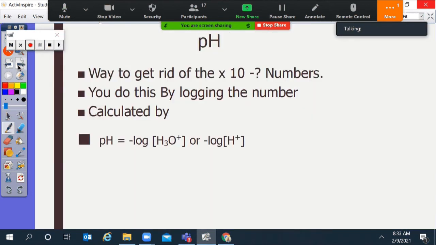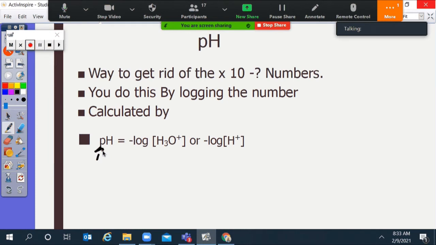Okay, now let's talk about pH. We've been using those exponents, 10 to the negative blah, blah, blah. And we want to have a way to get rid of those numbers. And how do we do this? By logging it. So we can actually get something called pH as the negative log of the hydronium concentration, or the negative log of the H+, the protons. And that's our pH formula.